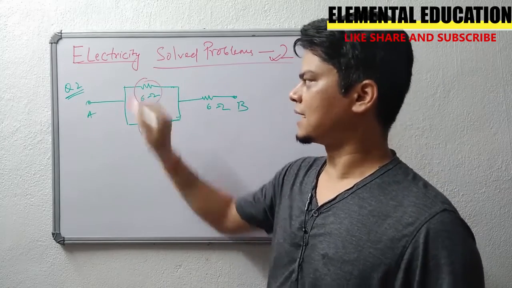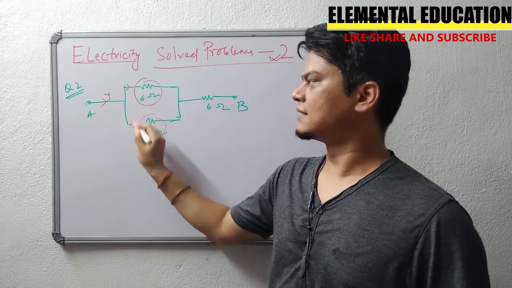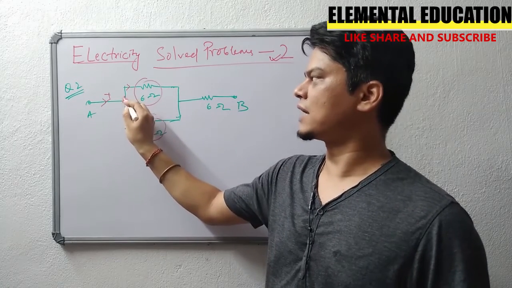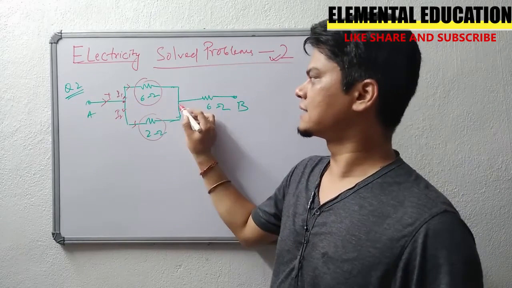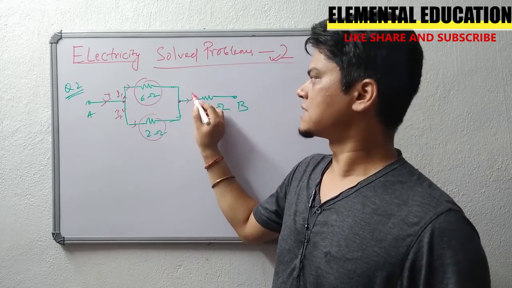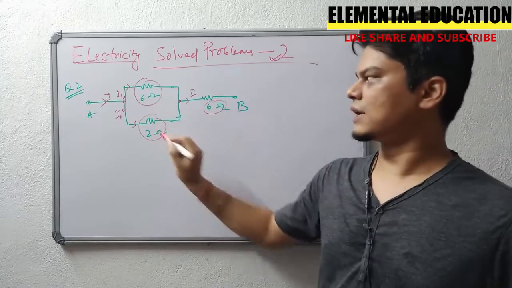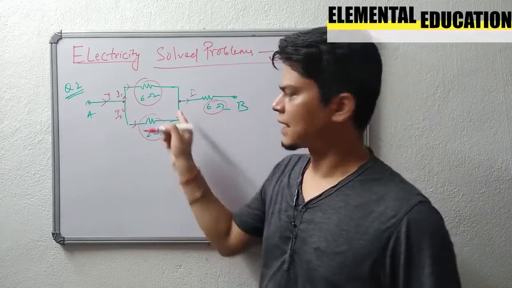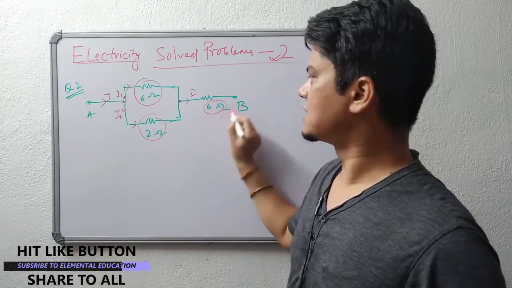These 2 are in parallel, because if a current I is flowing, it gets divided, right? This current is getting divided at this point into I1 and I2. Then it gets combined again to flow the same current I across this 6 ohm resistance. That means these 2 are in parallel. So 1 by R, so these 2 are in parallel, and this one is in series.